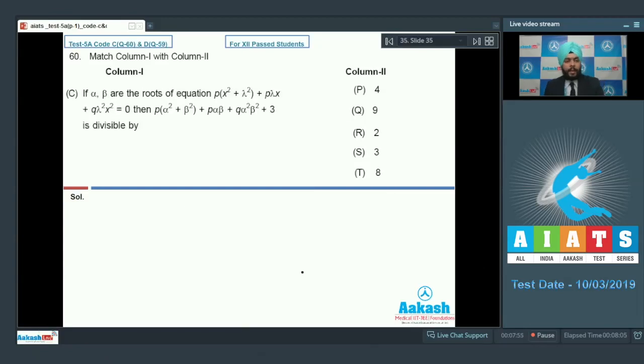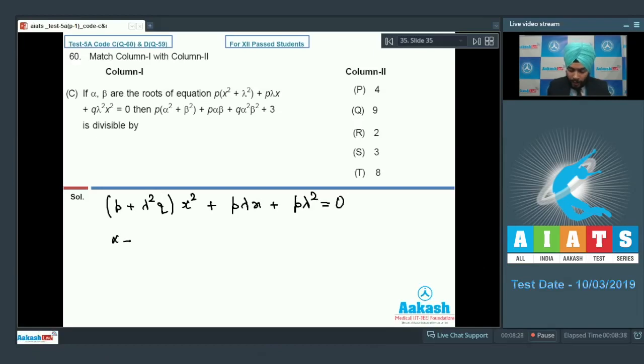C part is saying that if alpha and beta are the roots of the equation p times x square plus lambda square plus p lambda x plus q lambda square x square equals 0, then what is the value of p times alpha square plus beta square plus p alpha beta plus q alpha square beta square plus 3? Students, we have the quadratic equation as p plus lambda square q into x square. That is the coefficient, the leading coefficient. Then it is p lambda x plus p lambda square equals 0.